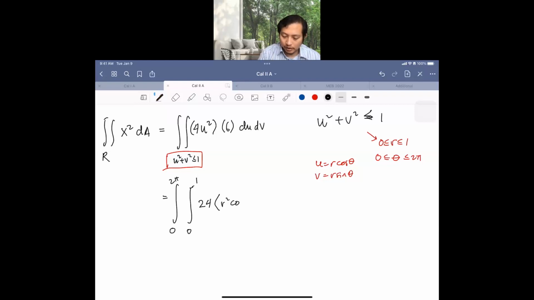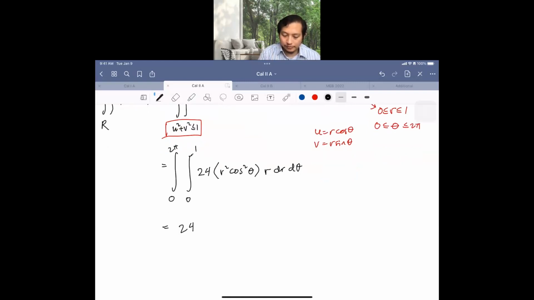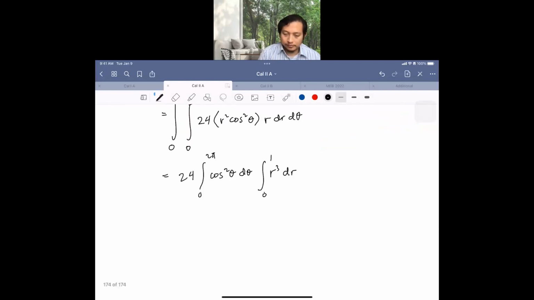And this will be r squared cos squared theta, and this is r dr d theta. And we can solve this. We can separate for each variable, so r cubed dr. And this will be 12, because I will take this into 1 plus cos 2 theta, the double angle.